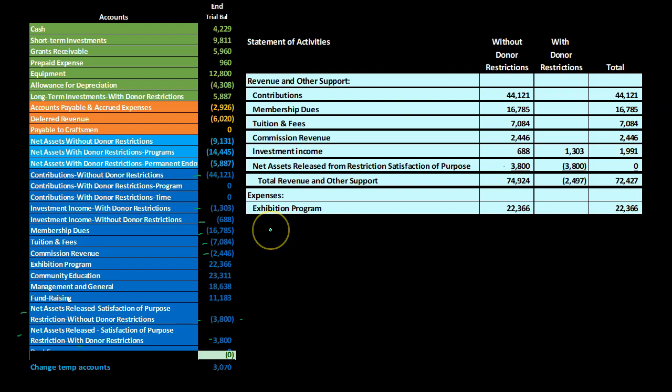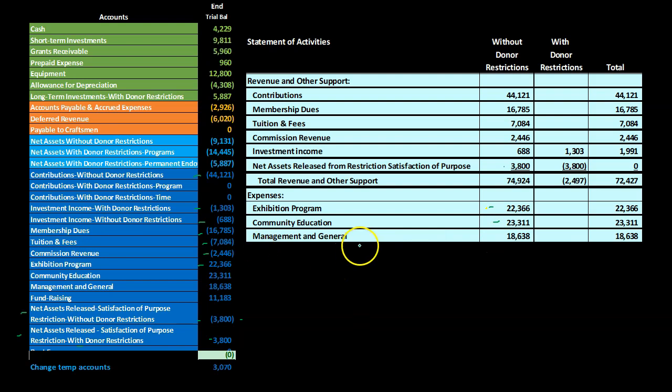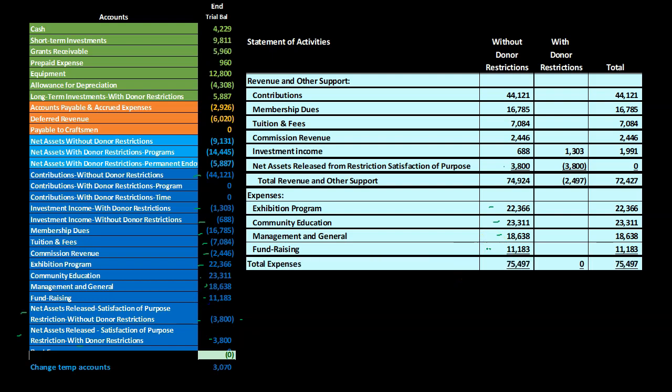But notice without all the expenses here and just the functions, what these things are used for, what the expenses were applied to, will be a lot shorter, a lot easier to read. So we're picking up that 22,366 without donor restrictions. All these will be without donor restrictions. Then we have the community education without donor restrictions. And then we have the management and general. That's without donor restrictions. That's picking up this number and this number. And then we finally have this number being picked up here. And so there we have those.